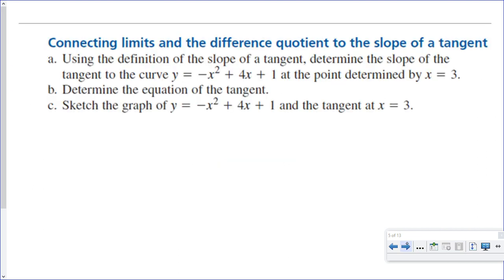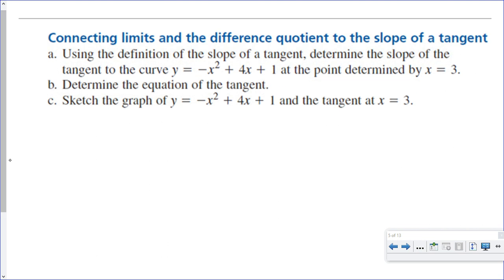So let's see if I can work on this example. I just have to find this in my notes. Use the definition of the slope of the tangent to determine the slope of the tangent to the curve at the point where x equals 3. Then determine the equation of the tangent, and then sketch the graph. I'll do that with Desmos. So let's use the definition of the slope of the tangent for part A.